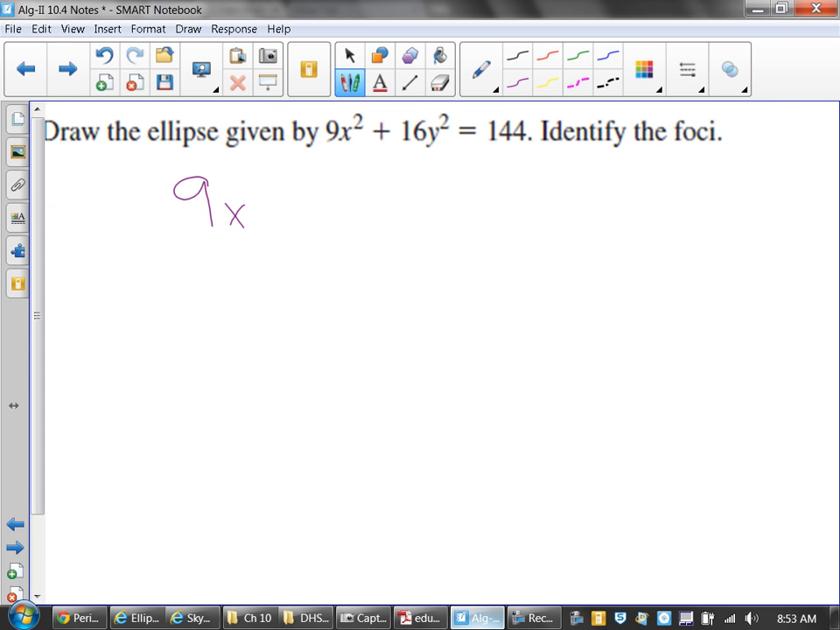9x squared plus 16y squared equals 144, and I need to graph this. The standard form of an ellipse always equals 1. How do I make that equal 1? Correct. Divide everything by 144. The standard form of an ellipse is always going to equal 1, so in order to make this work, you just divide everything by 144.